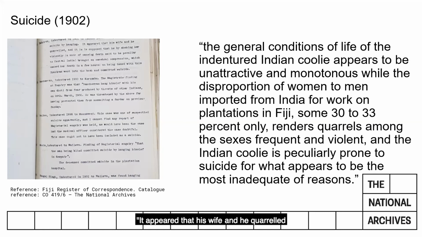It appeared that his wife and he quarreled, and it is supposed that he, by shaking her violently, a mode of causing death said to be peculiar to central India, brought on cerebral compression, which caused her death in a few hours. On being taxed with this, Dhaniram went into the bush and committed suicide.